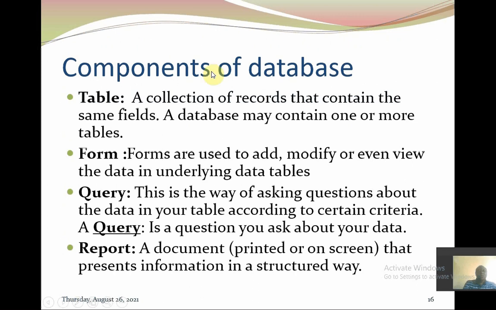So just to explain a few things about these components, because being the last thing on our agenda today, a table is a collection of records. So the moment you have a table, just know in that table, records are going to be stored in that place. So a collection of records that contain the same fields. A database may contain one or more tables. Now you remember when we talked about the relational and the flat file. Then a form, I said we are going to look at among the components, forms and how to create them. Forms are used to add, modify, or even view the data in underlying data tables.